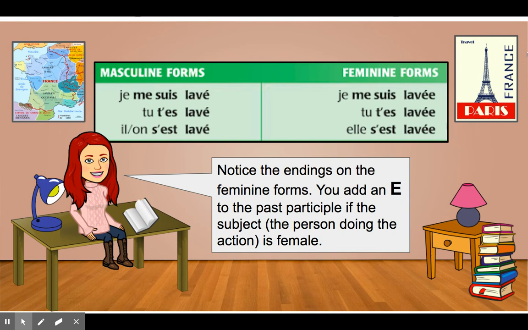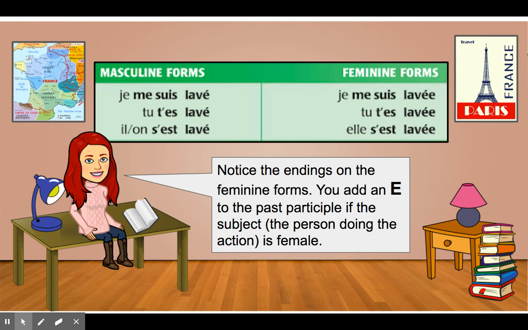Notice also the helping verb is être. And the helping verb goes between the me and the laver. So say them after me. Je me suis lavé. I washed, right? Je me suis lavé. Next one, tu t'es lavé. Il s'est lavé. And if you're talking from the feminine side, say those after me.